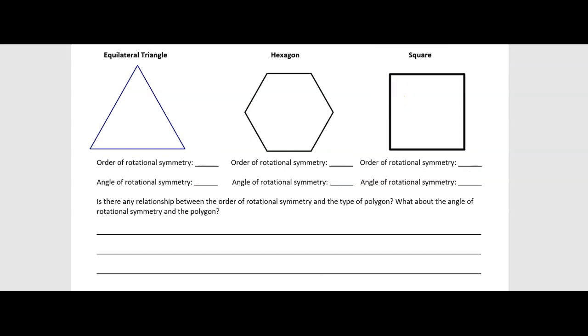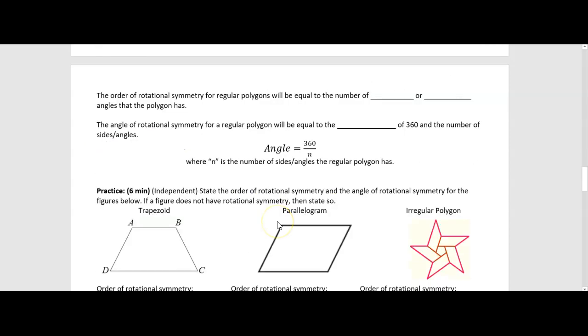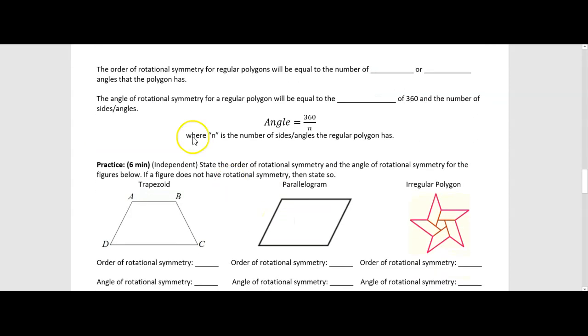All right. Well, let's take a look and summarize this. The order of rotational symmetry for regular polygons will be equal to the number of sides or vertices. Again, if you also want to put angles too, you can write that as well.